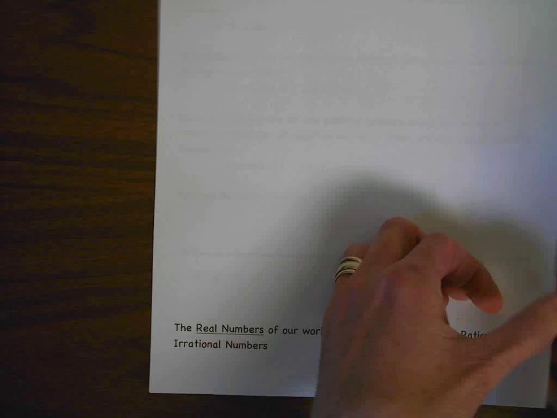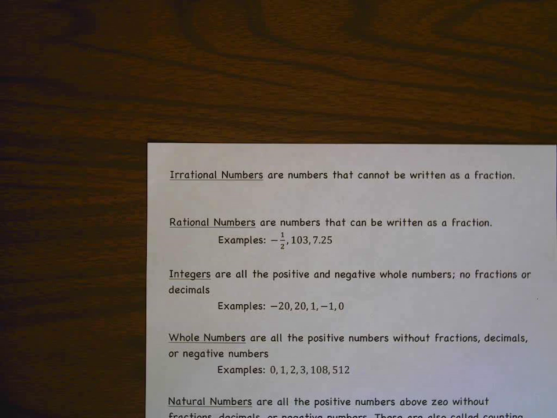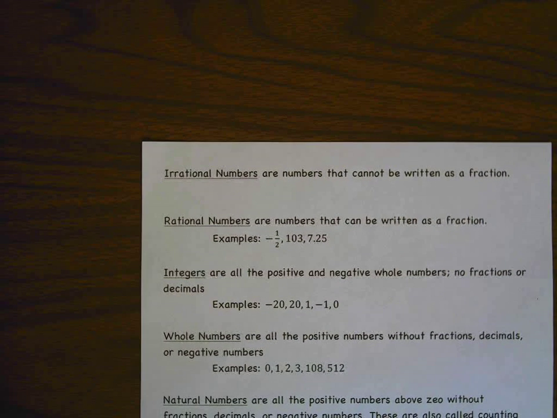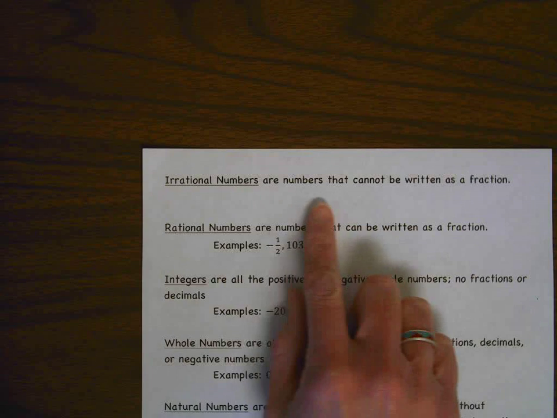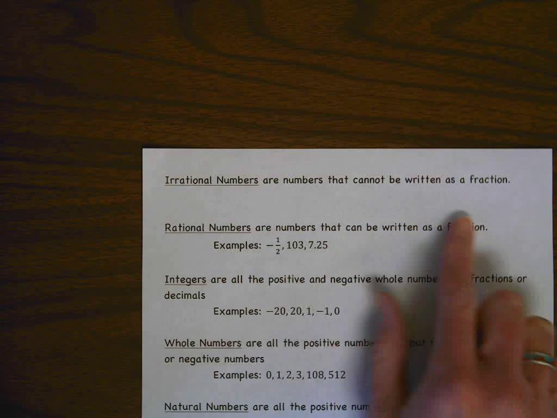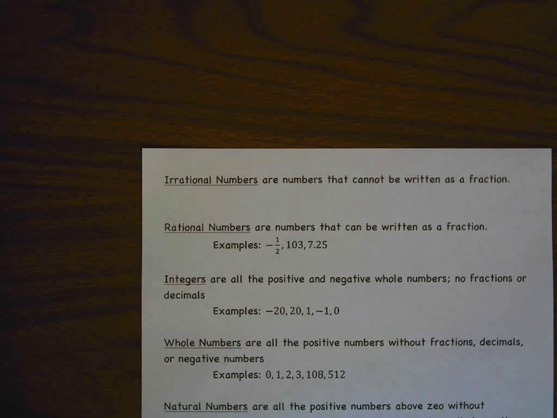And so the next part of our notes that I need to go over with you is the different kinds that we have. And so we have irrational numbers, and irrational numbers are numbers that cannot be written as a fraction. So irrational numbers, the reason that they're irrational is that they go on forever.